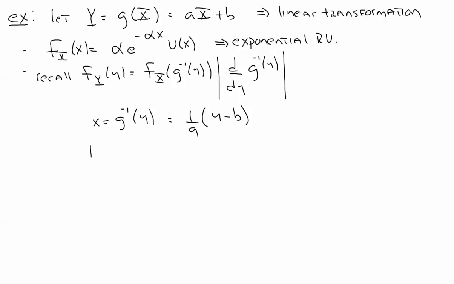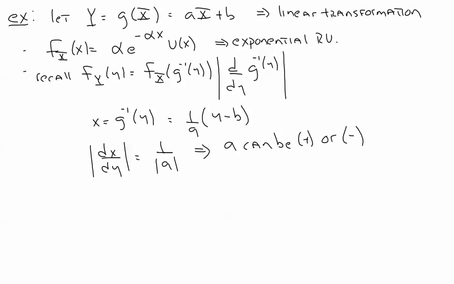And so the absolute value of the derivative is 1 over the absolute value of a. And strictly speaking, a can be positive or negative. We're going to look at both cases. I could have a linear transformation where the slope a is positive or where the slope a is negative. So I need to maintain my absolute values in the derivative of x with respect to y.